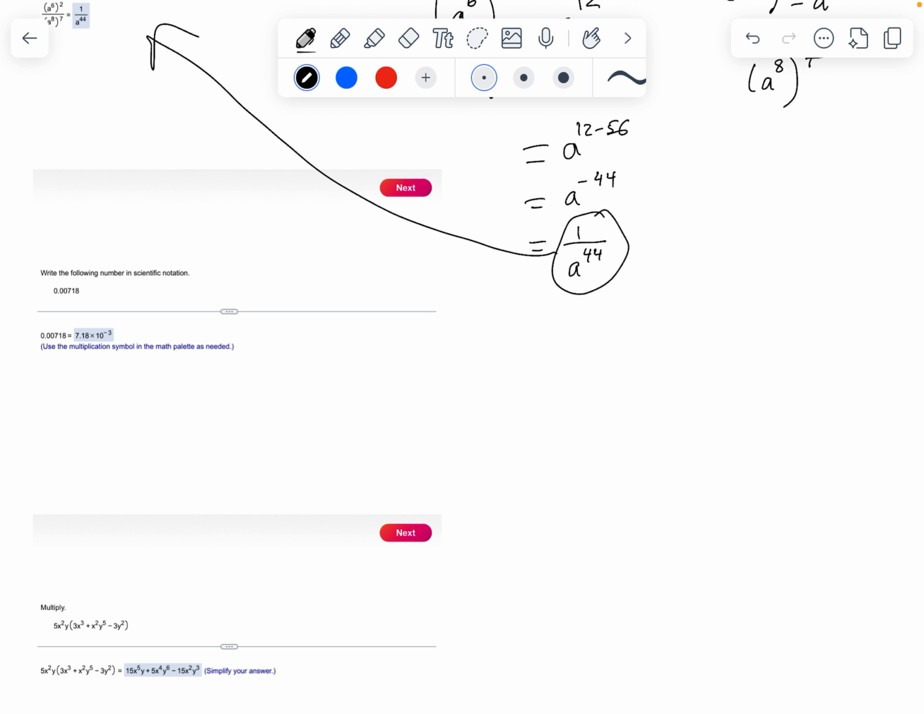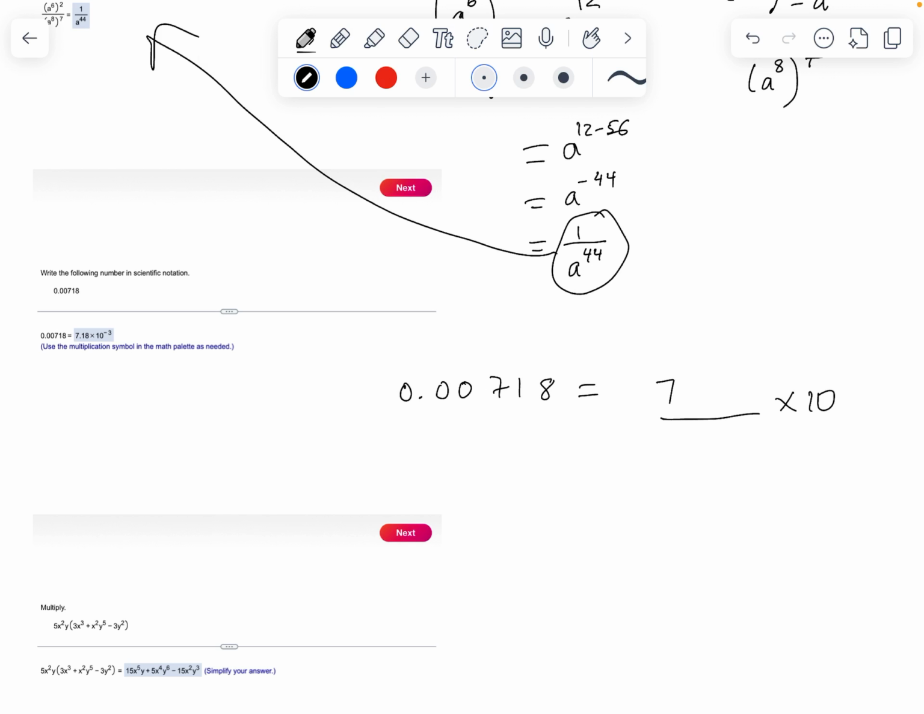Write the following number in scientific notation. So we have 0.00718. In scientific notation, we want to write one non-zero digit, then put the decimal, and then write everything else, then multiply it by 10 to the power of something.